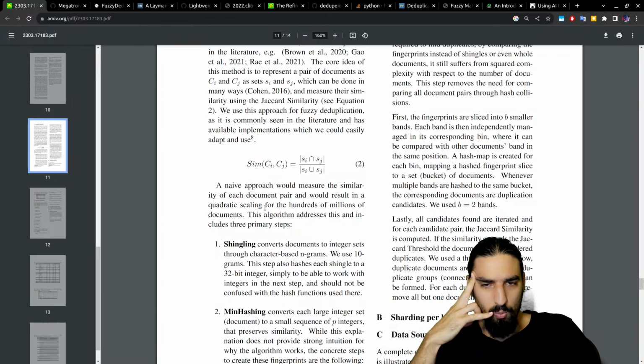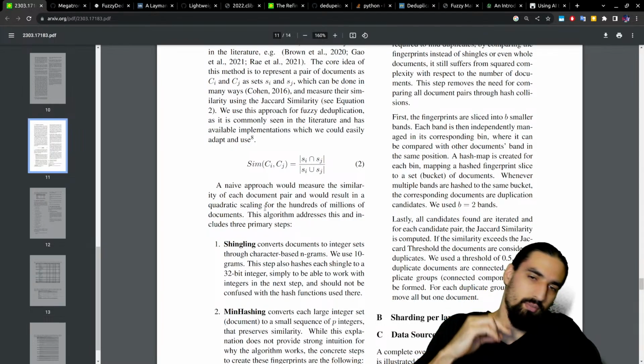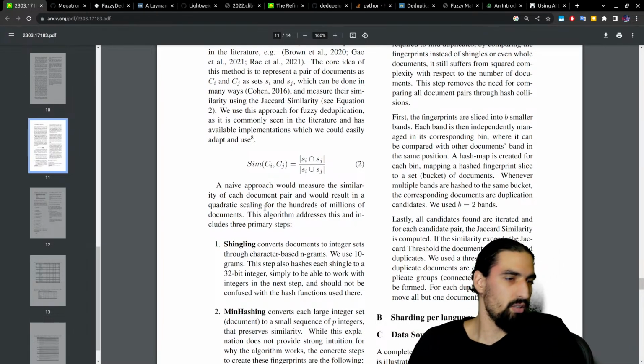Shingling converts documents to integer sets through character-based n-grams. We use 10 grams. This also hashes each shingle to a 32-bit integer, simply to be able to work with integers in the next step and should not be confused with the hash functions used there. Shingling. This is probably the first time I hear that word.